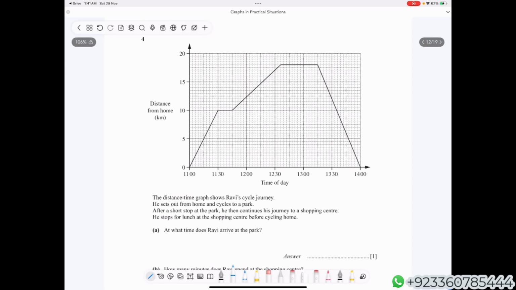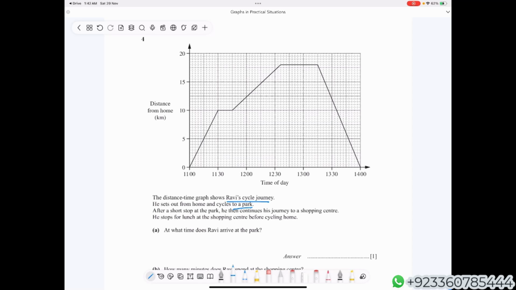Question number 4 says the distance time graph shows Ravi's cycle journey. He sets out from home and cycles to a park. After a short stop at the park, he then continues his journey to a shopping center. He stops for lunch at the shopping center before cycling home. At what time does Ravi arrive at the park?